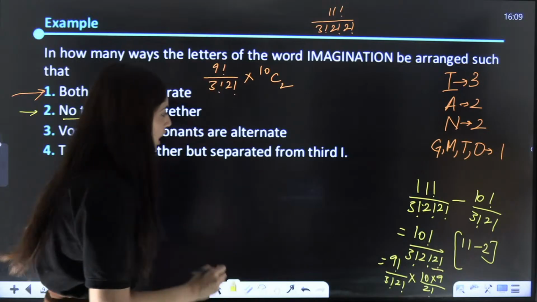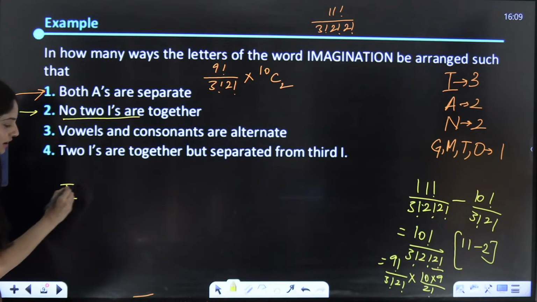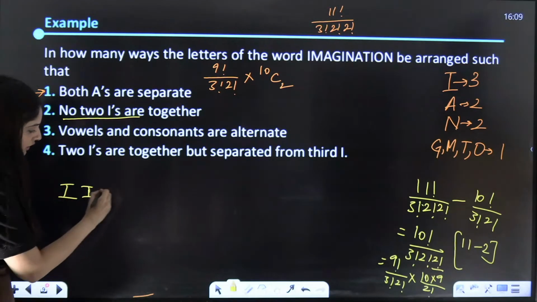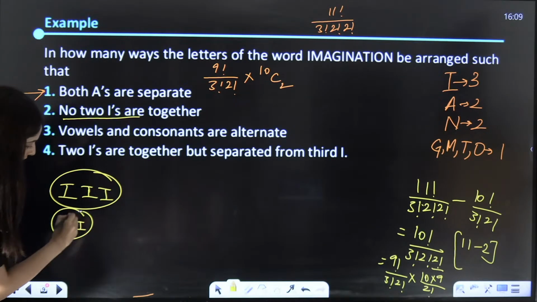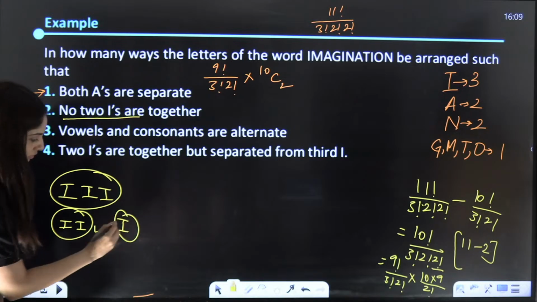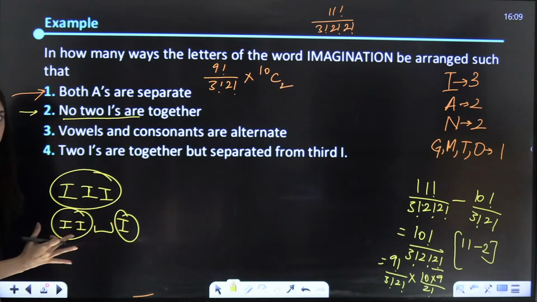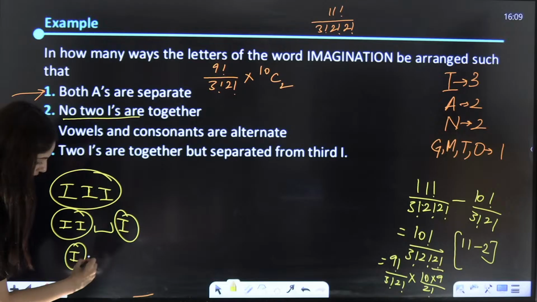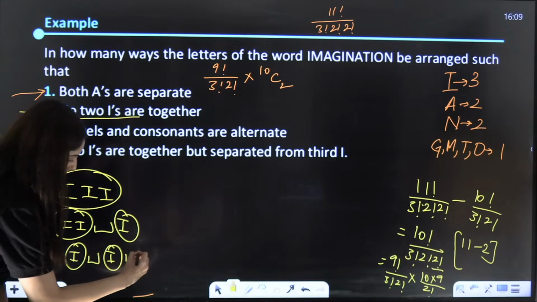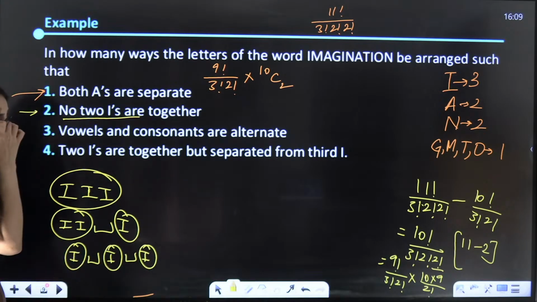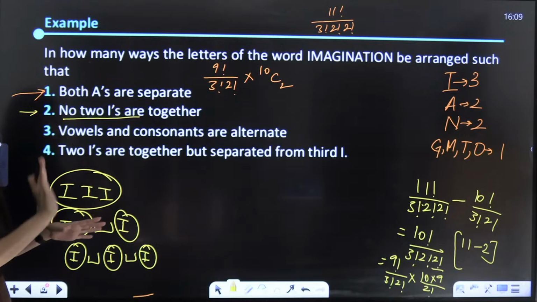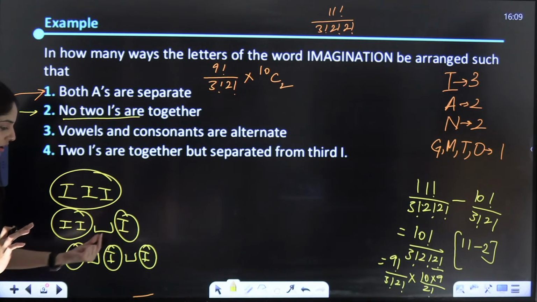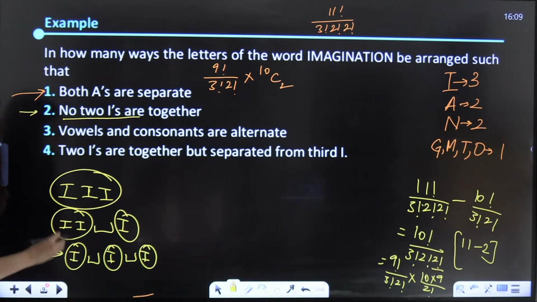So how many cases do we have with the I's? Because there are 3 I's, either all of them are together, or 2 of them are together and there are some letters between them and then the third I, or all 3 of them are separate. So now we can't just subtract the total number of cases when the 3 I's are together from the total number of words possible, because this is also there. We want to calculate this case when the 3 I's are separate.